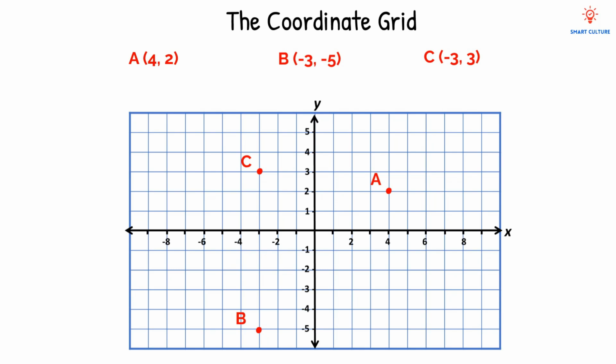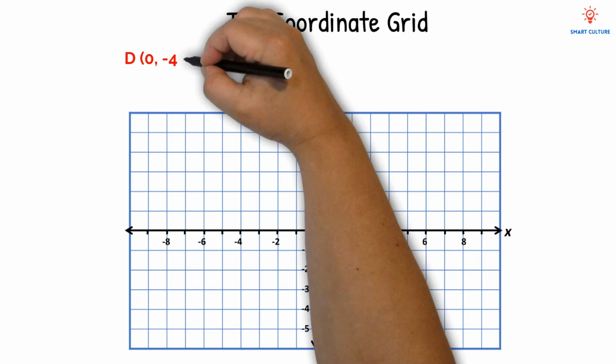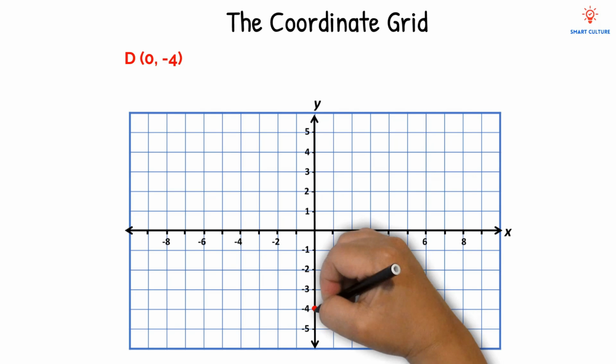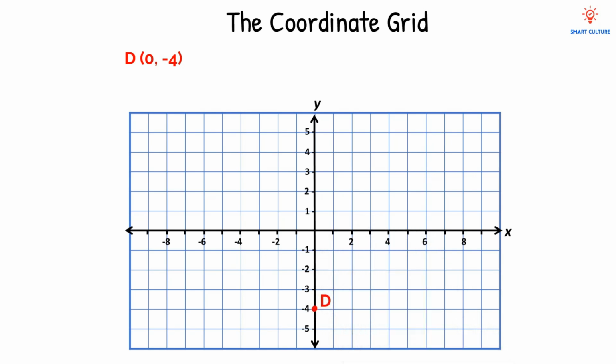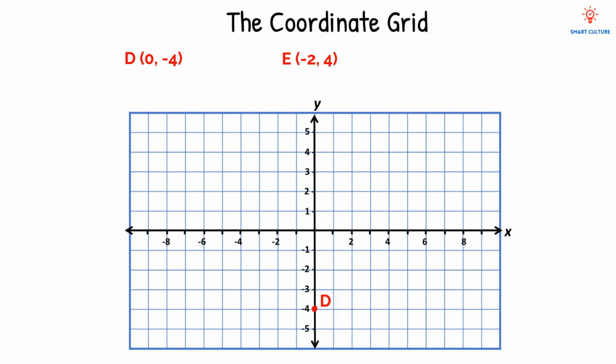Now let's try to plot some coordinates. They have given us the coordinates of D, which are 0 and -4. Where would that point go? It lines up with 0 on the x-axis, the y-axis is -4, so it will go over here on the y-axis. The coordinates of E are -2 and 4.